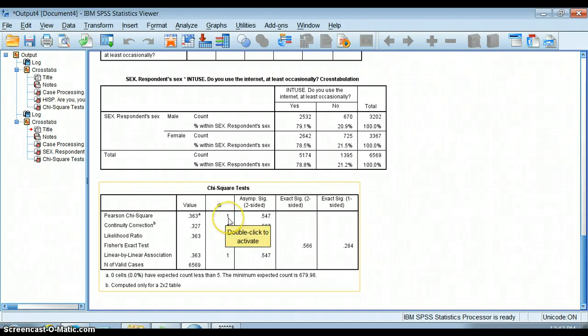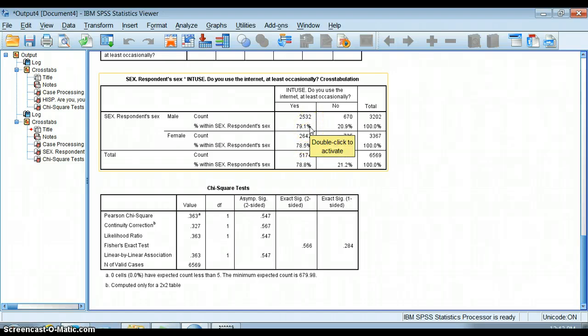The degrees of freedom is 1, and my significance is 0.547. So what that means is that if right now I declared I think there's a gender difference in how people access the internet, there's over a 50% chance that I'm wrong. I probably shouldn't do that, right? What we're probably seeing is that even if there's this little minor difference between men and women here, it's not actually reflecting a real difference in the population.